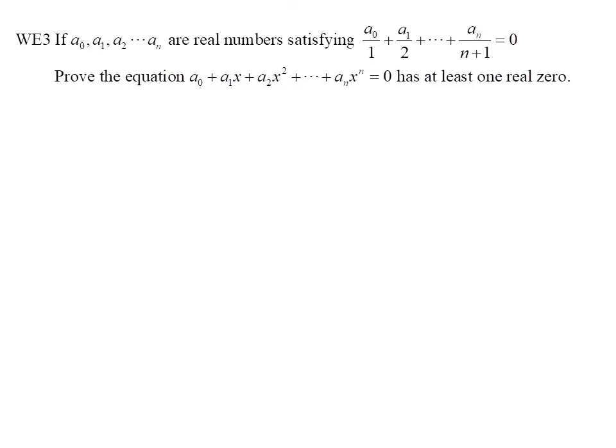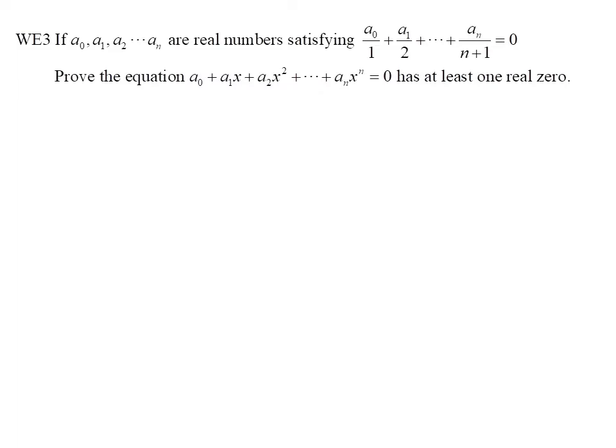In example 3, the given criteria are that a0, a1, a2 up to an are all real numbers that satisfy the equation of a0 over 1 plus a1 over 2 plus a2 over 3 all the way up to an over n plus 1 equals 0. What the question asks is to prove that the equation a0 plus a1x plus a2x squared all the way up to an x to the n equals 0 has at least one real 0.